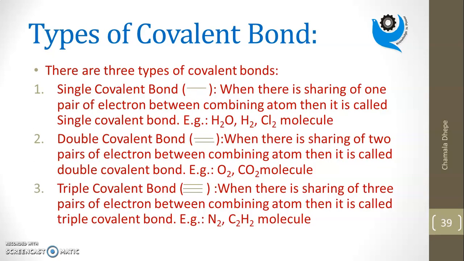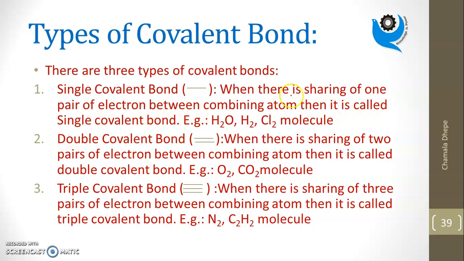Okay, so there are three types of covalent bond. One is the single covalent bond, which is represented by a single line. You can see here, this is the single line which is used for the single covalent bond. When there is sharing of one pair of electrons between combining atoms, then it is called a single covalent bond.